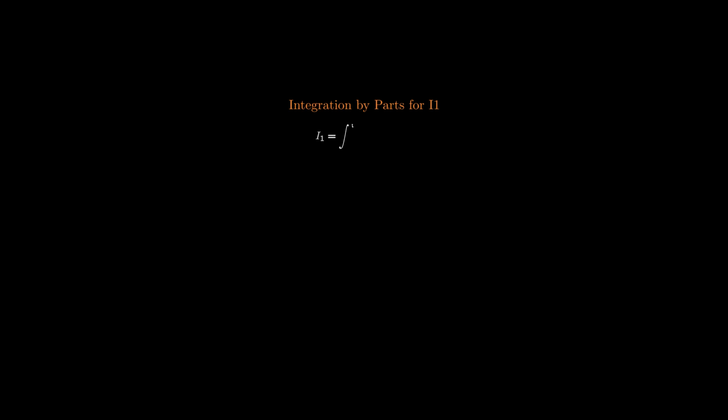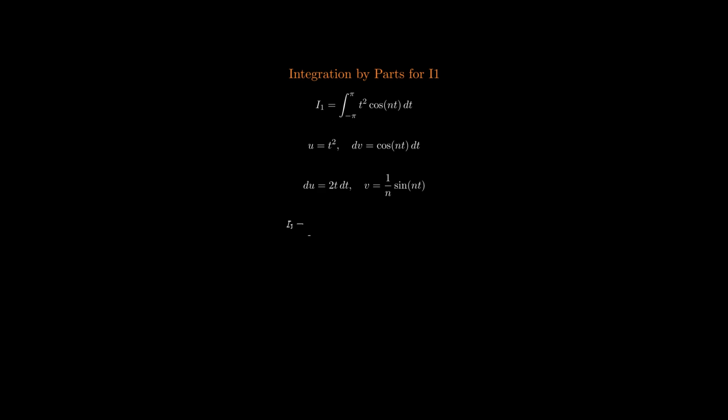For I1, using LIATE, we pick the algebraic function t squared as u. So u equals t squared, and dv equals cosine nt dt. Then du is 2t dt, and v is 1 over n sine nt. Apply the formula. The boundary term vanishes because sine of n pi and sine of minus n pi are both 0.